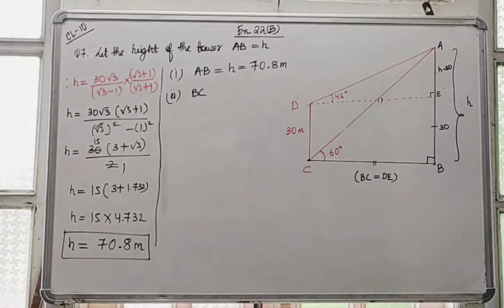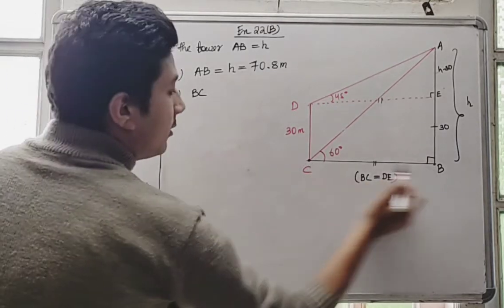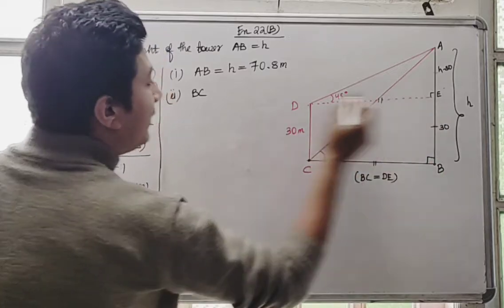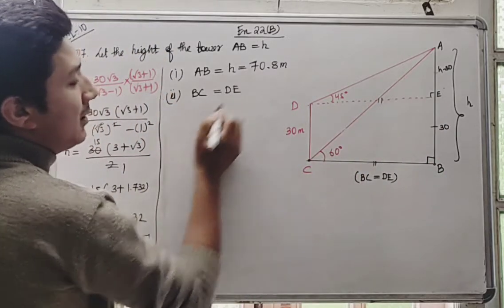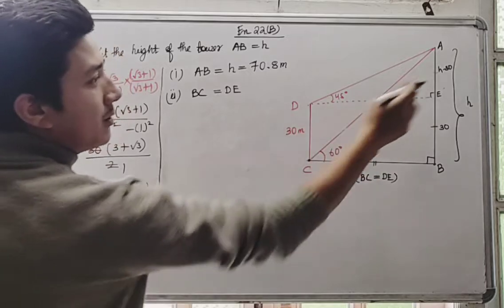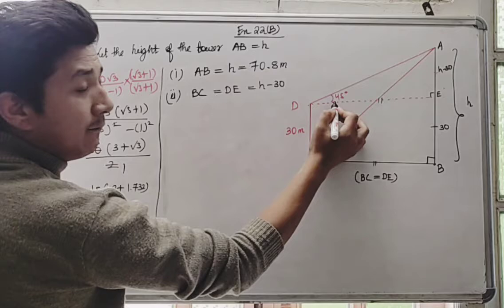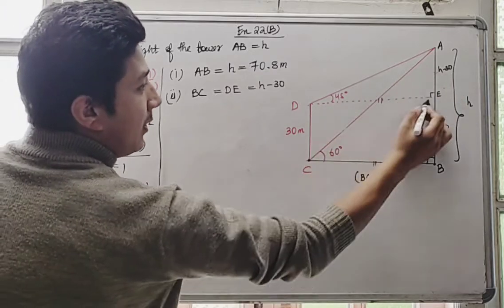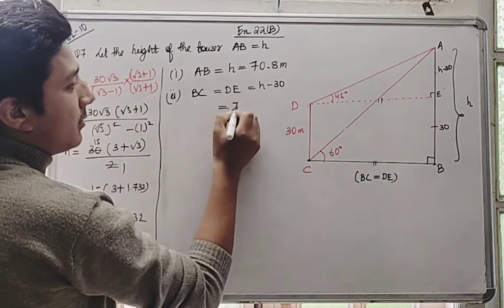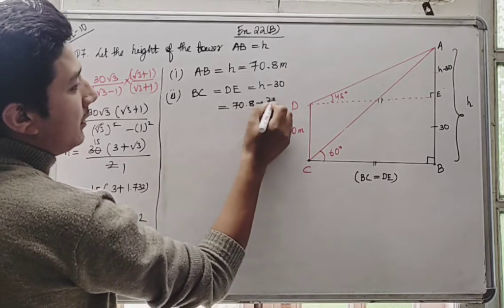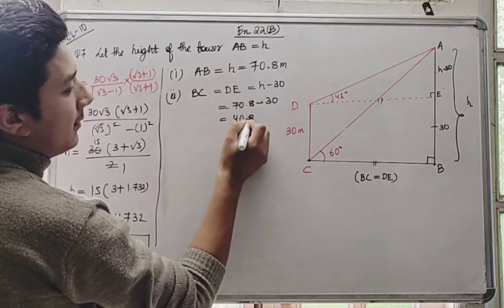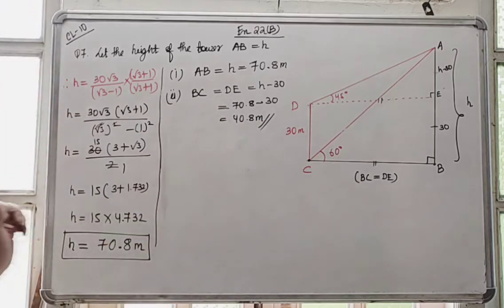Let us see. Alright boys, so we need to find BC. So I know now BC is equal to DE. This is what we know. And DE, if you see, DE was h minus 30, because tan 45. This is h minus 30, so this is also h minus 30. What is my h? 70.8 minus 30, which will give you 40.8 meters. So hence the horizontal distance is 40.8. So please pause the video, boys, and note it down.